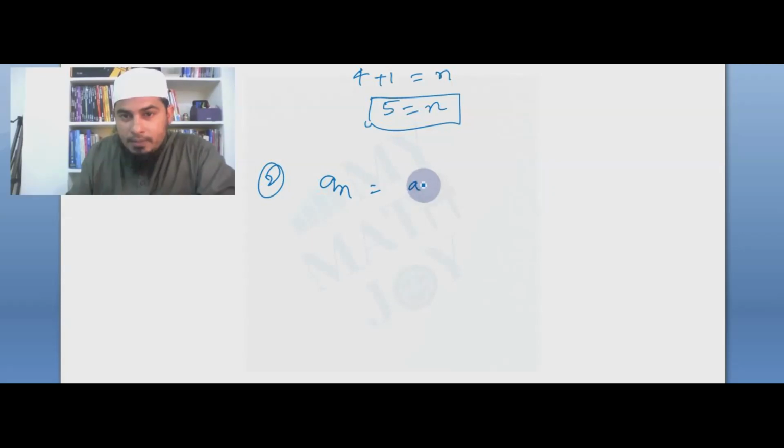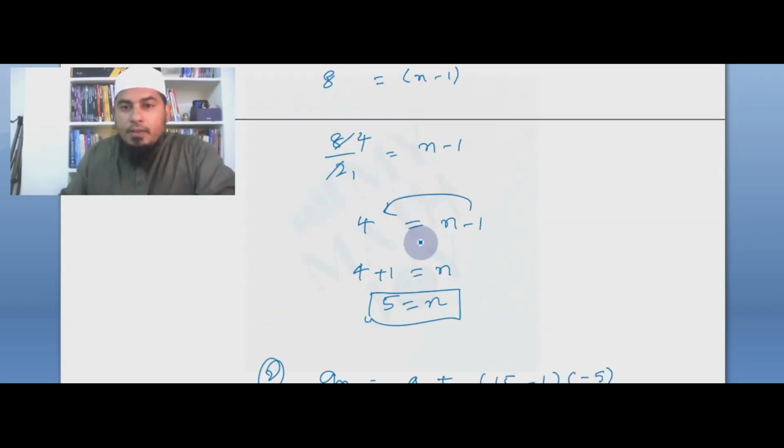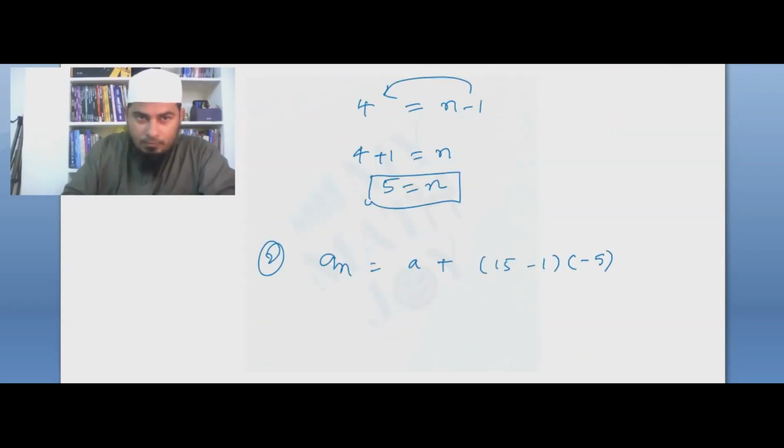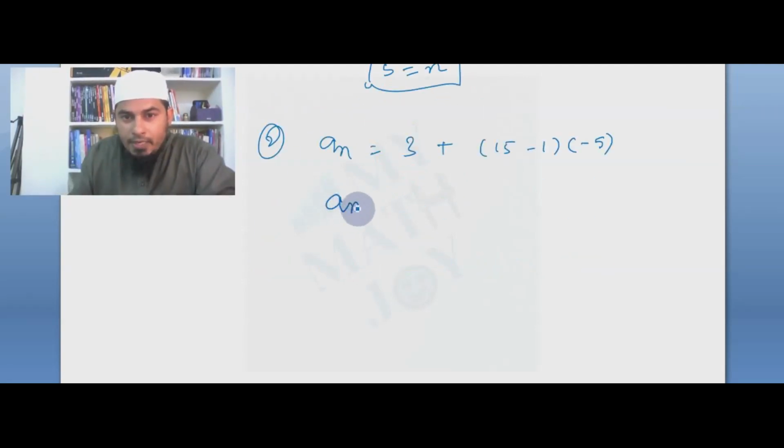So 15 minus 1 times 5, 3 plus. Let us take 3 plus. So what happens now? Please see here. We want this a n value, and all the numbers are on the right side. We are just going to simplify. So you need to simplify first.